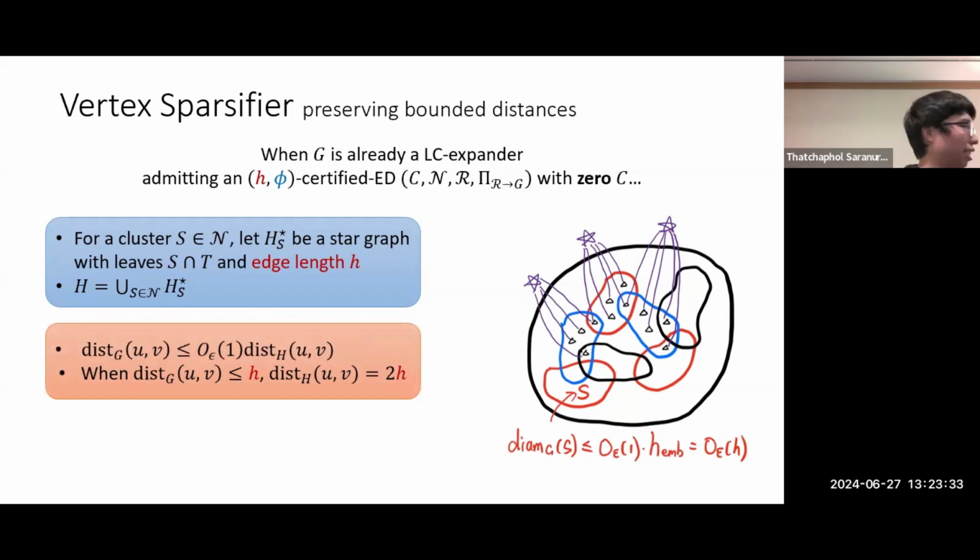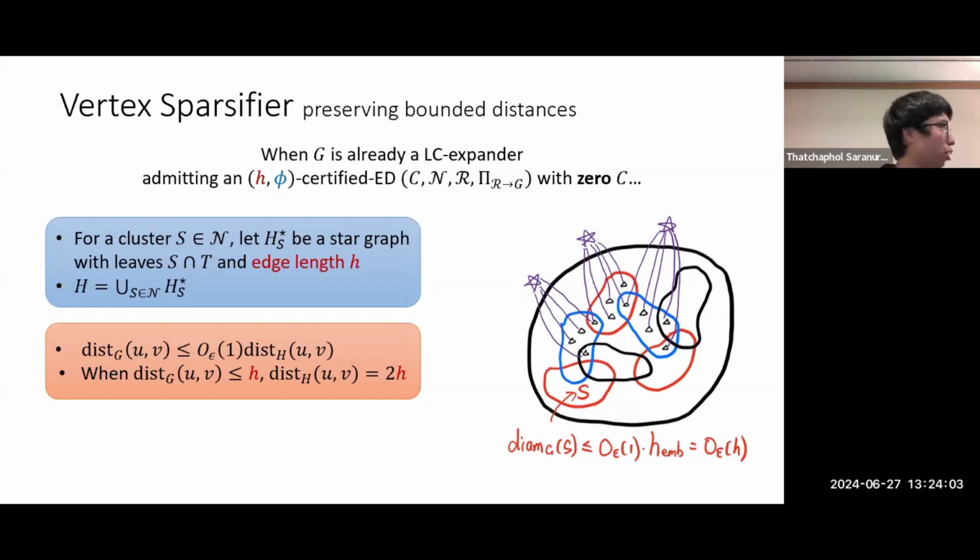Yeah, and actually this is easy to see, because the lower bound of the distance in H is easy to see, because the diameter of each cluster is kind of small. It's only roughly H. Yeah, but the thing that's not so good is that this classifier only takes care of the vertex pairs with distance around H.